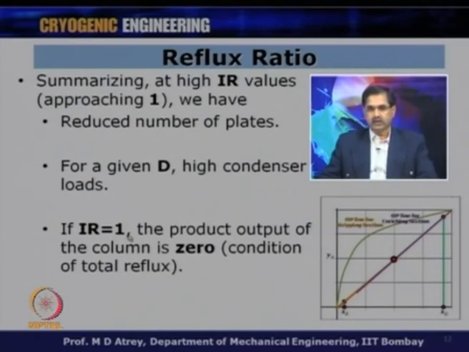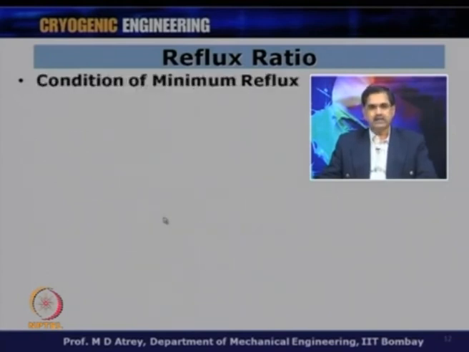If IR is equal to 1, the product output of the column, this is the extreme case, is going to be 0, and this is what we call the condition of total reflux. So, IR equal to 1 is a condition of total reflux. In this case, D is equal to 0, there is no output from the column, and this is a very hypothetical theoretical case. Now, the other condition is the condition of minimum reflux, all right.